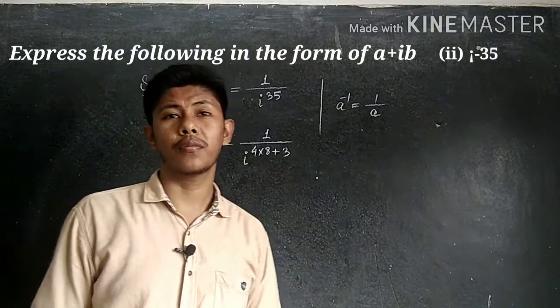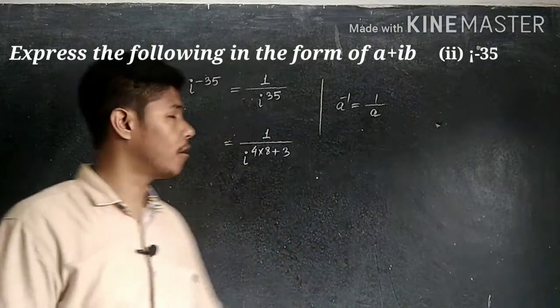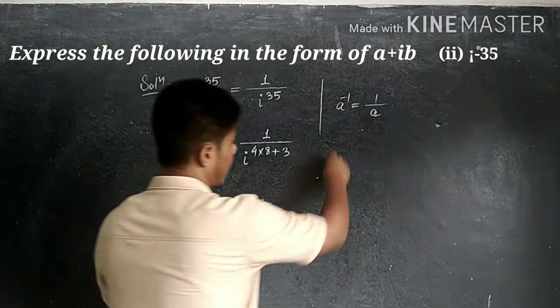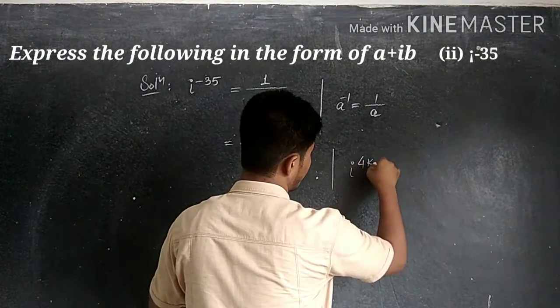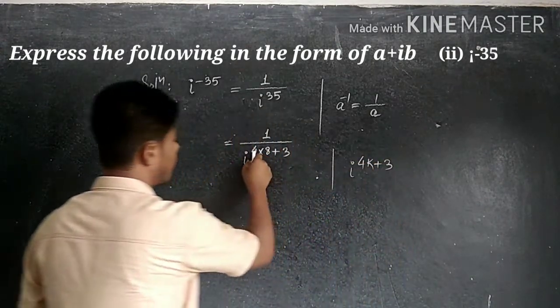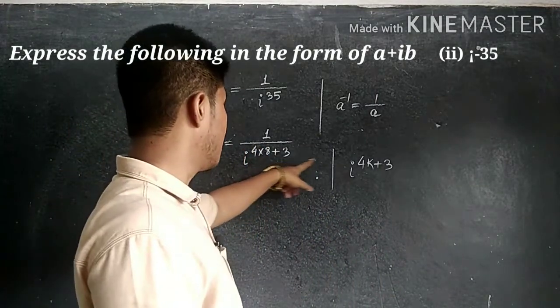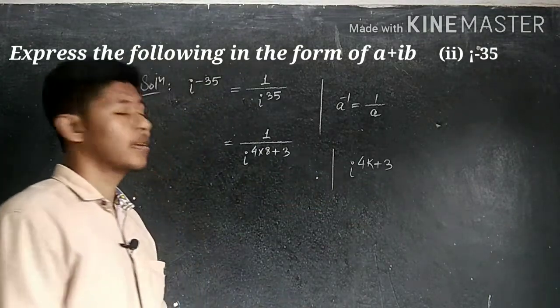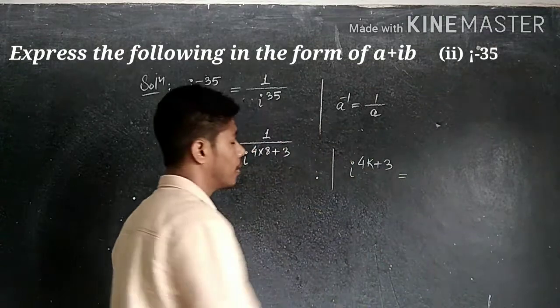4 into 8 plus 3. Is it clear? If 4 into 8 plus 3, now it is of the form i to the power 4k plus 3. Now 4 is a multiple of 4, convert it. So 4 into 8 plus 3, so 4k plus 3. And what is the answer of this result?